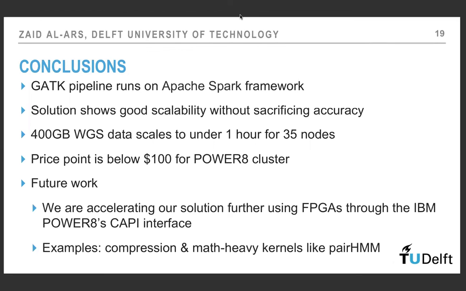In conclusion, in this lecture, we showed that we are able to run the GATK pipeline in the Apache Spark framework using big data analytics approaches. We were able to show very good scalability characteristics without sacrificing accuracy. The pipeline ran a whole genome sequencing data set of 400 gigabytes in under 1 hour on 35 nodes, and the cost of running such a pipeline was under $100 on a Power 8 cluster.